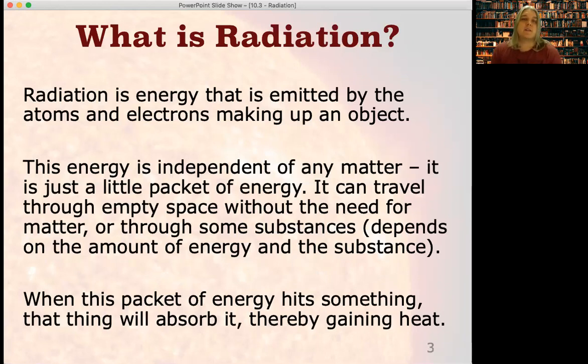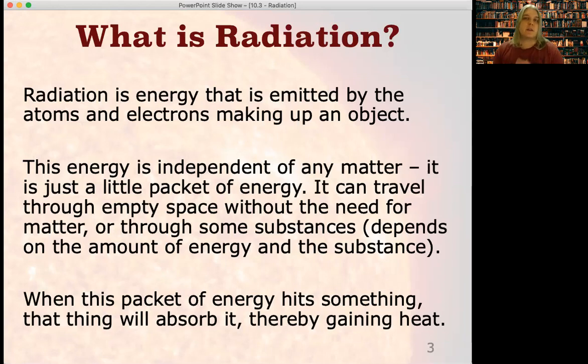Radiation is energy that is emitted by the atoms and electrons making up an object. Remember that everything's made up of atoms, and atoms have electrons in them. You may or may not have met the composition of atoms yet, and we're not too worried about all of that. But the point is all those little particles have a bunch of thermal energy, and they just give it off. They just throw it away, and the way they throw it away is in the form of radiation.